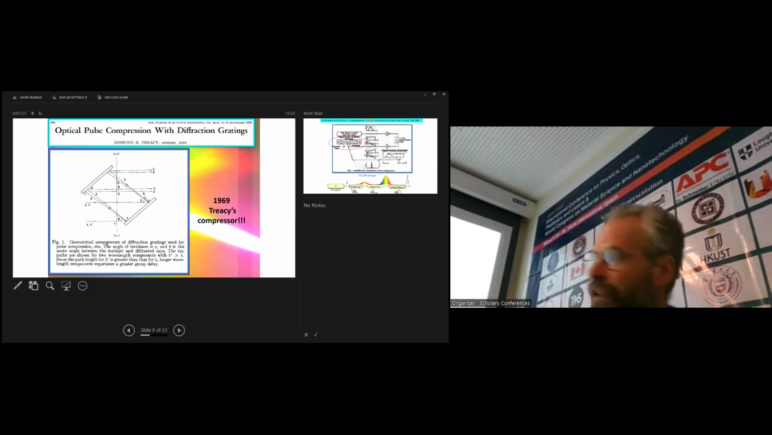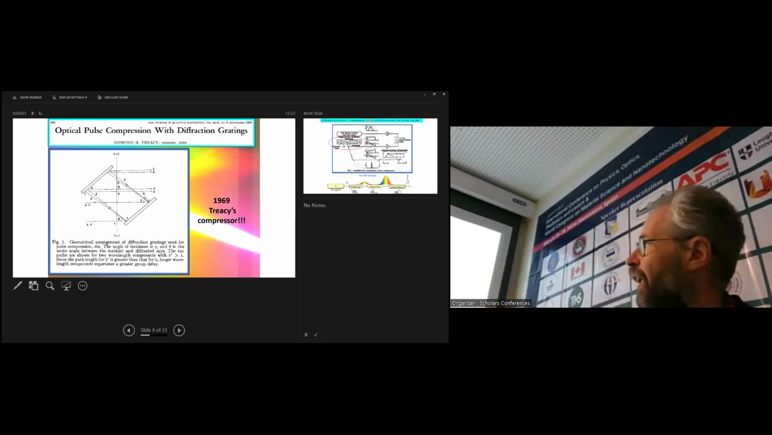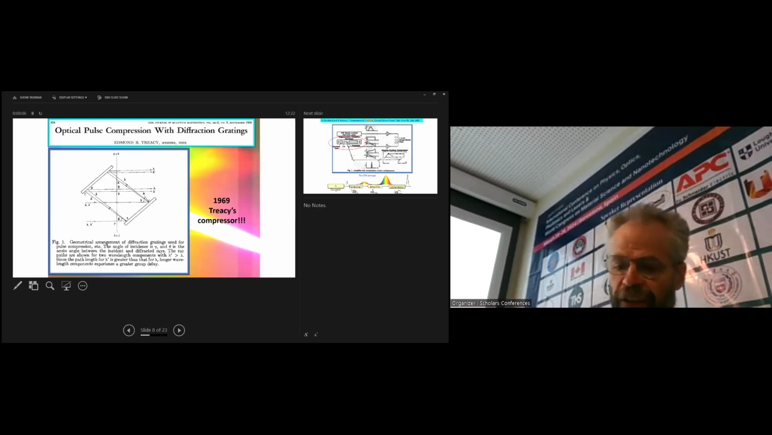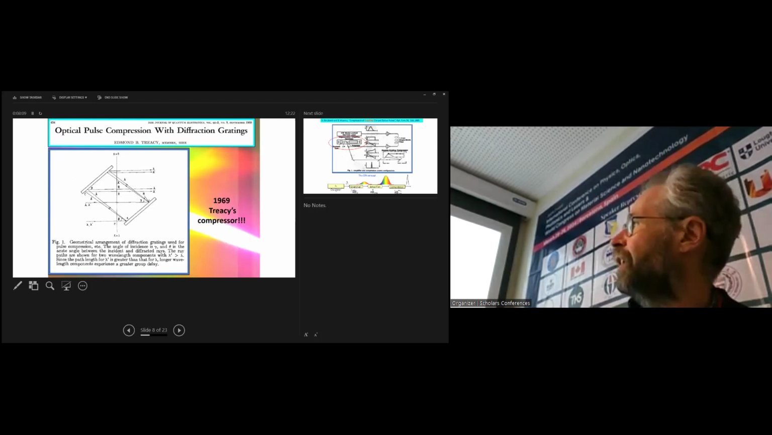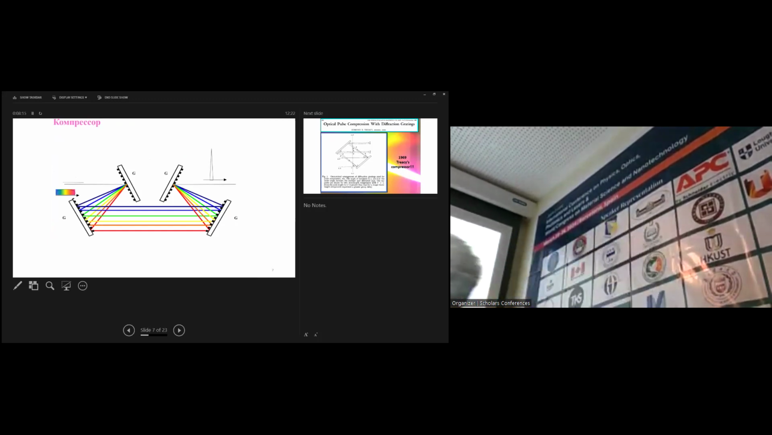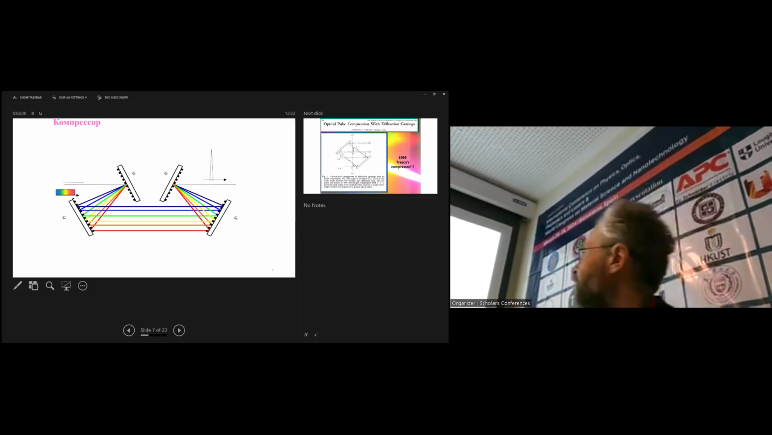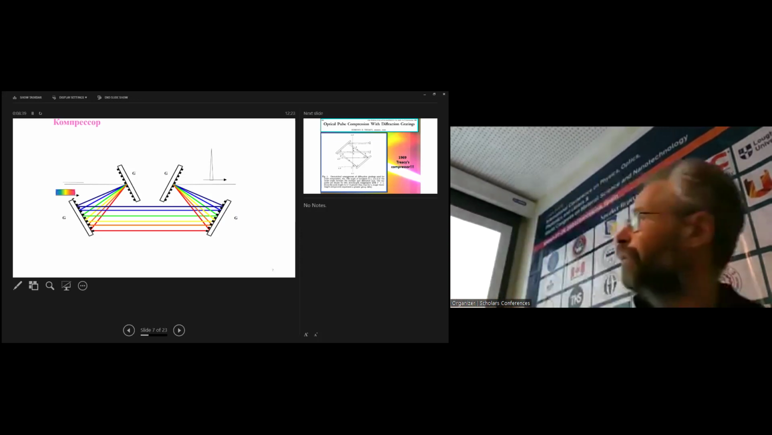I was 4 years old, and this paper is published. And until recently, this Treacy compressor, grating compressor, had all gratings parallel to each other. This grating is anti-parallel, the same groove density, the same angle of incidence, so completely symmetric for a grating compressor, which combines all frequencies in the same line, but induces dispersion which we can control.